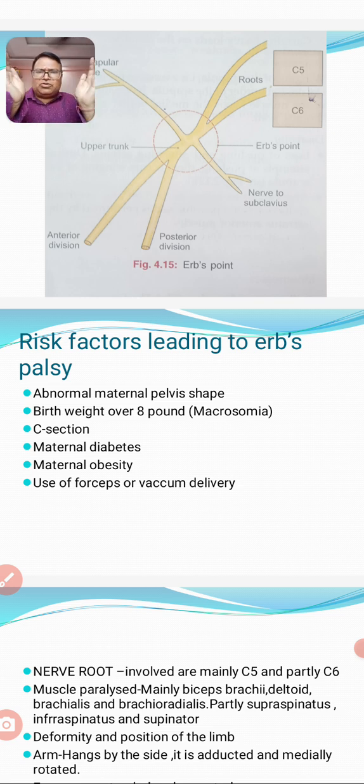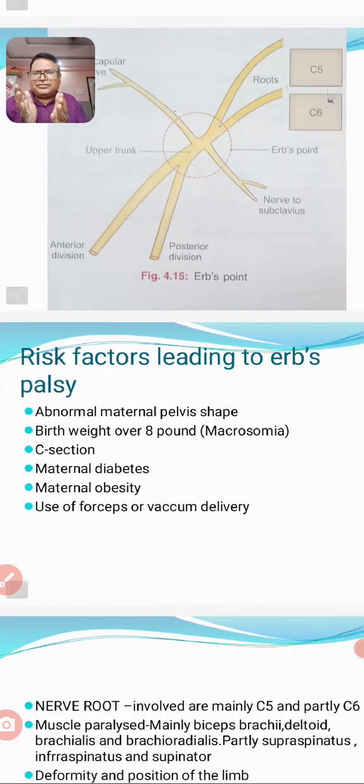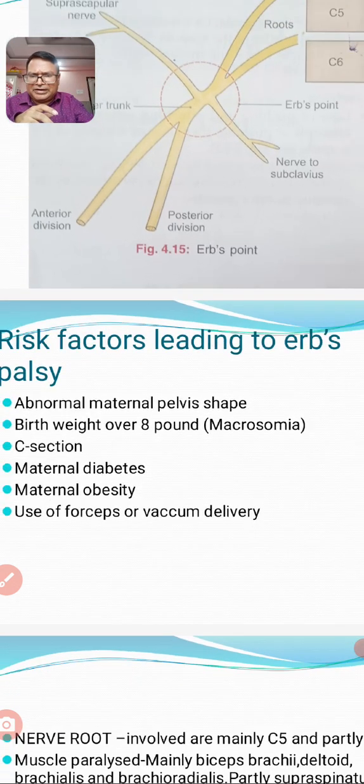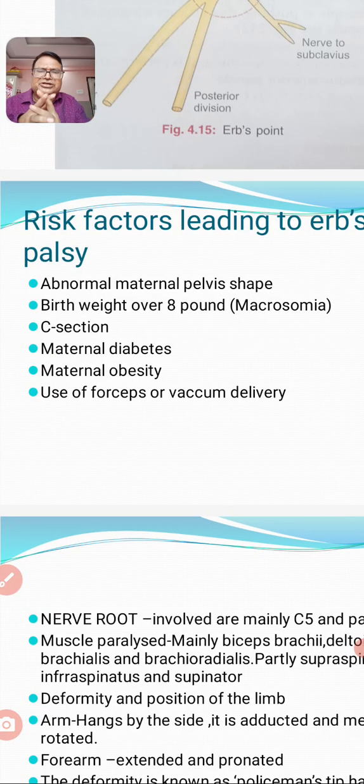Macrosomia, the head size becomes very large, and the birth weight is more than 8 pounds. Next, cesarean section, C-section. Maternal diabetes, if the mother had diabetes during pregnancy, and maternal obesity, the mother is very obese, and use of forceps or vacuum delivery. These are the risk factors that lead to Erb's paralysis.